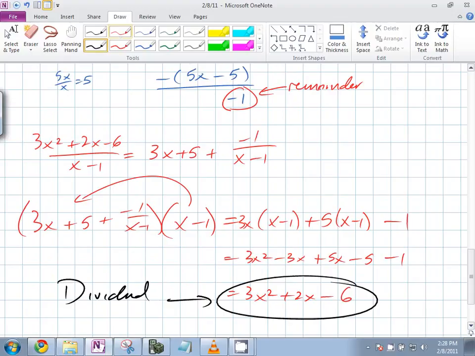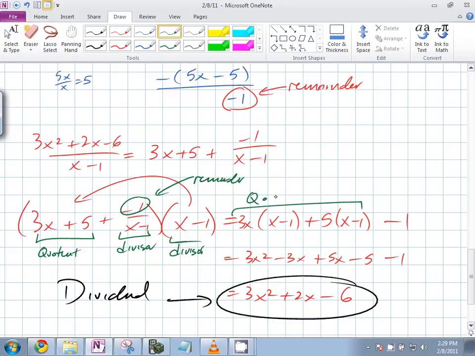What did we just do here? I explained this in the video. We took the, what is this? That's the quotient plus the, what's that? Remainder over the divisor times the divisor. And that turns out to be, this right here is the quotient times the divisor, and this is the remainder. So, and that must equal the dividend. Yes. That's long division.